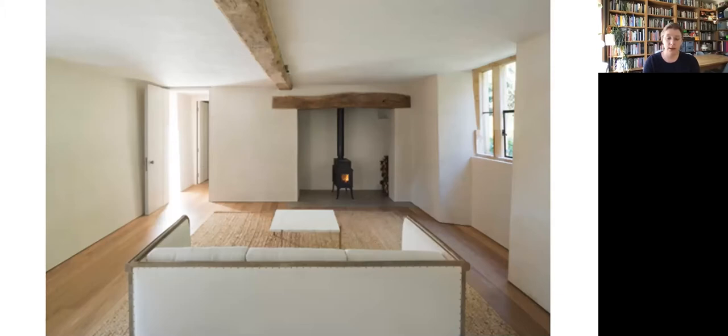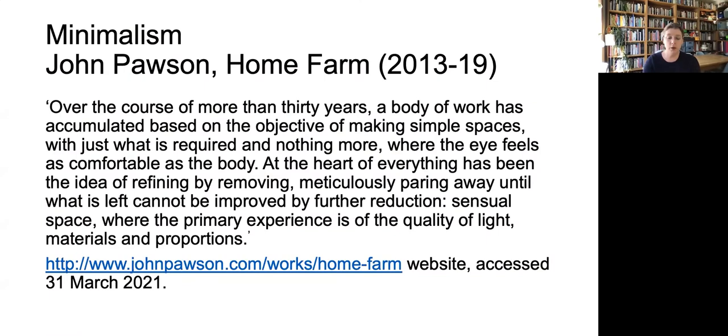About this project, Pawson says, "Over the course of more than 30 years, a body of work has accumulated based on the objective of making simple spaces with just what is required and nothing more, where the eye feels as comfortable as the body. At the heart of everything has been the idea of refining by removing, meticulously paring away until what is left cannot be improved by further reduction. Sensual space, where the primary experience is of the quality of light, materials, and proportions."